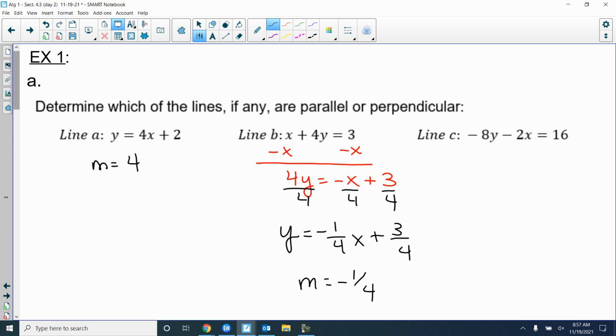First step. Plus 2x on both sides. Good. Plus 2x. Tell me what to write. Negative 8y equals 2x plus 16. Good. Now divide everything by negative 8.